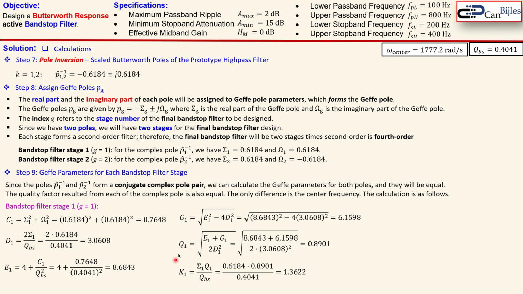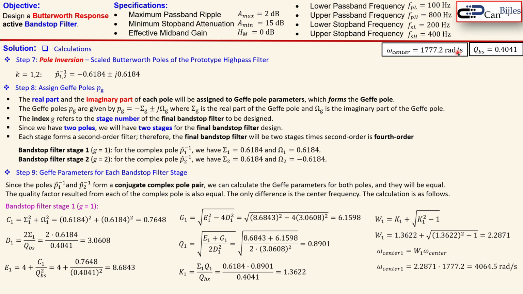0.8901. K1 is calculated using this formula. So you just substitute the values we have and you get here 1.3622. W1 is related to K1 only, which is given by 2.2871. Now the center frequency of our band stop filter stage 1 is given by W1 times the center frequency we have calculated here in the beginning. And that will result here in 4065 approximately radians per second.